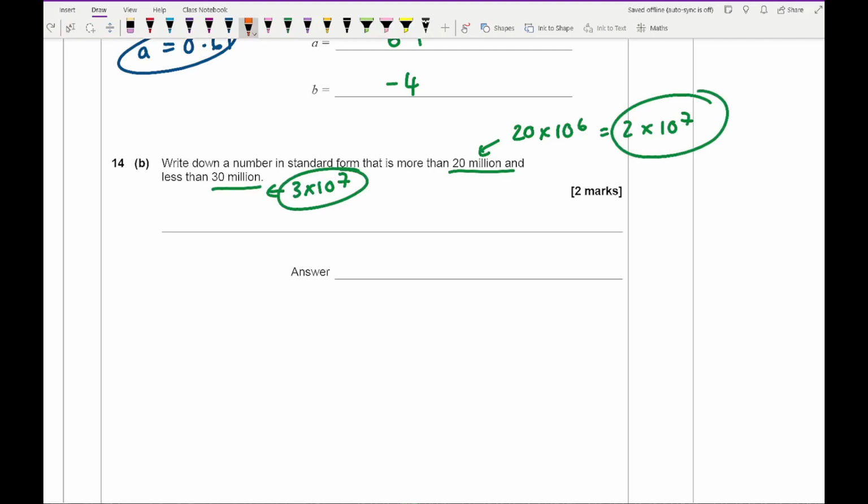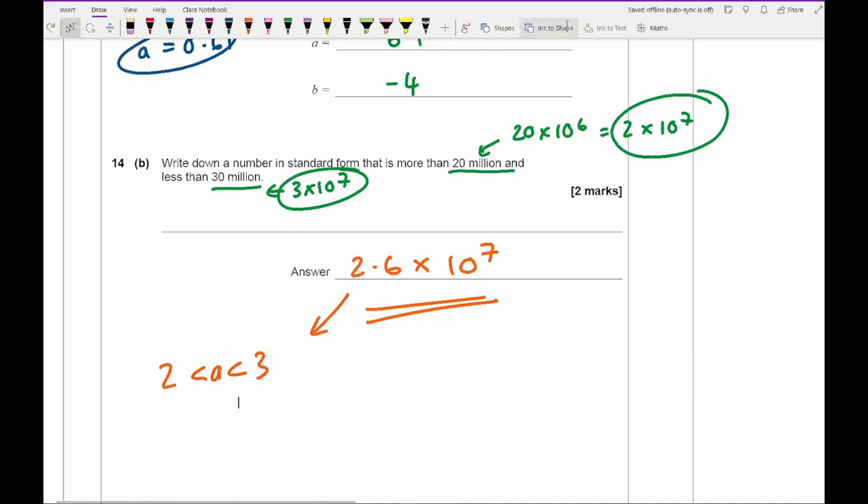So what I'm needing to do is just write a number between those two. So what we're looking for is a number that's between 2 and 3. So we just pick any number between 2 and 3. So I'll go for 2.6, and then just write to the power of 7. And so here we just want to make sure that the a value is between those two numbers, but again it can't be 2 and it can't be 3, and again you can have as many decimal numbers as you want.